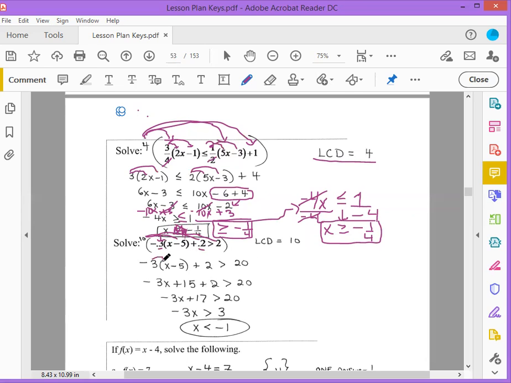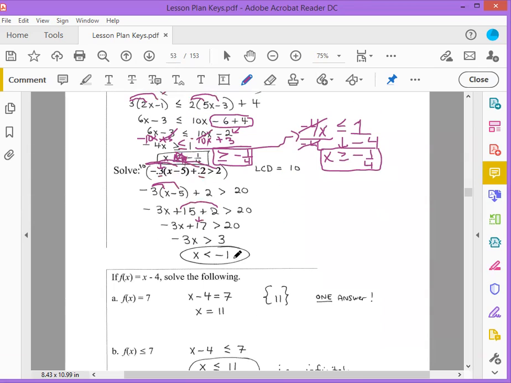Now we'll distribute this negative 3. Negative 3 times x gives us negative 3x. Negative 3 times negative 5 gives us positive 15, plus the 2, carry down your greater than symbol, and 20. So here on the left side, we see like terms, 15 plus 2, that gives us 17, and we carry down the negative 3x, the greater than symbol, and the 20.